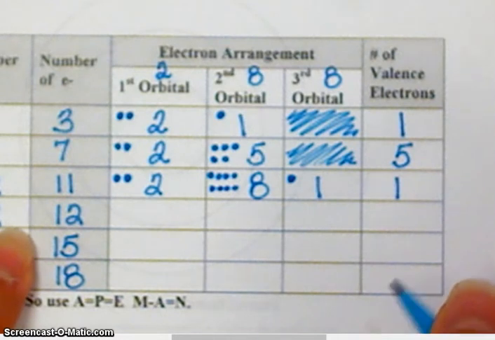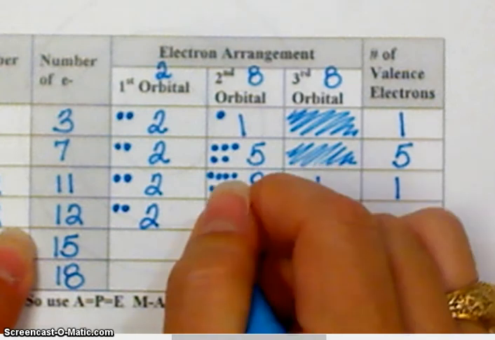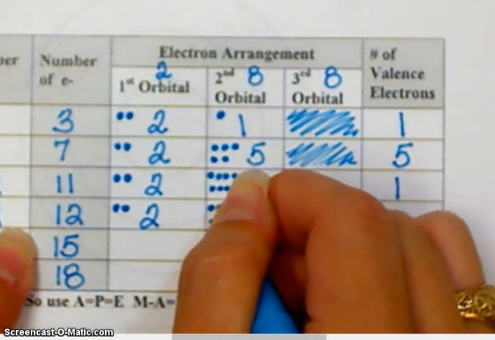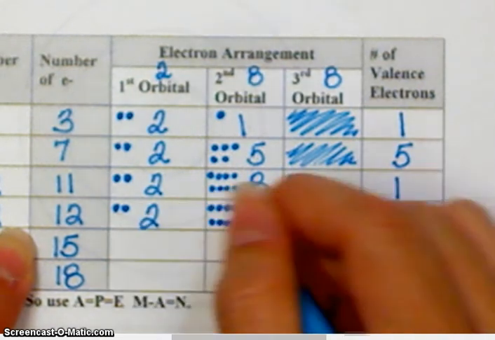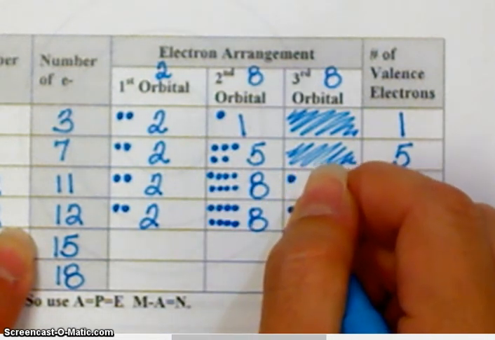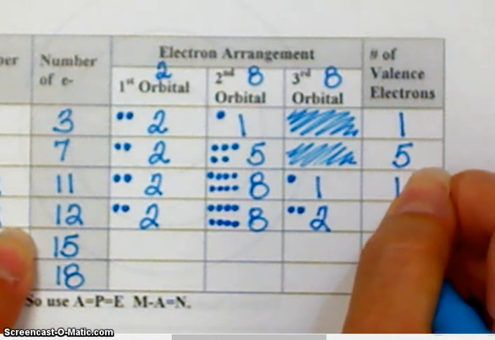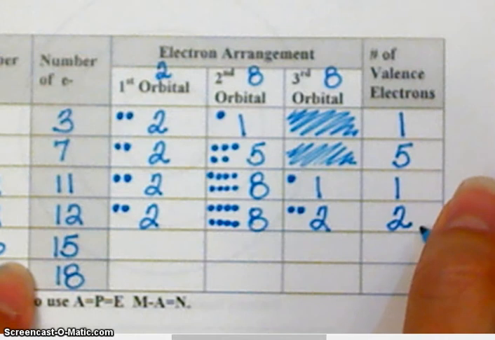Okay, magnesium has 12 electrons. 2 in the first energy level, 8 in the second energy level, for a total so far of 10, and then 11 and 12 go out in the third energy level. Okay, there are 2 electrons in the outermost energy level for magnesium, so it has 2 valence electrons.